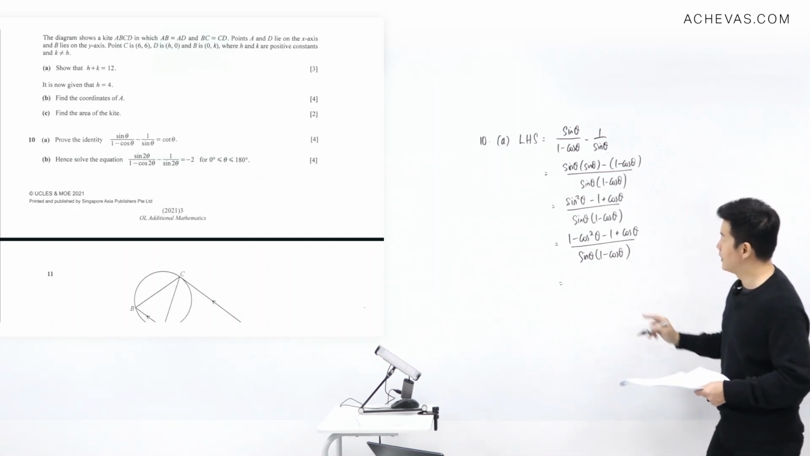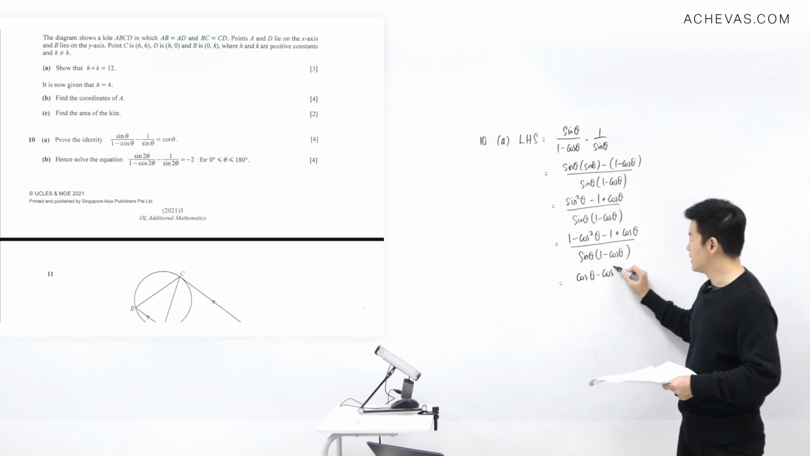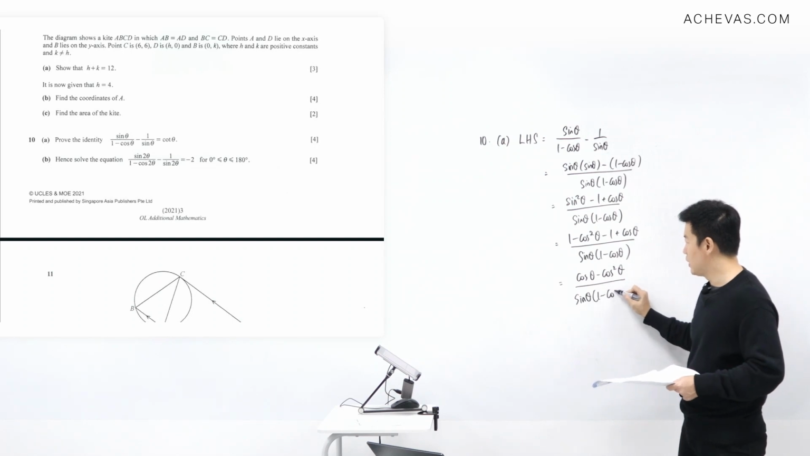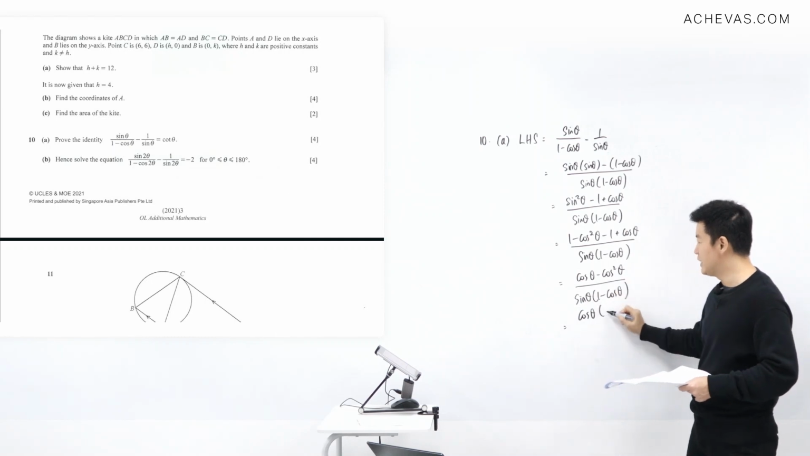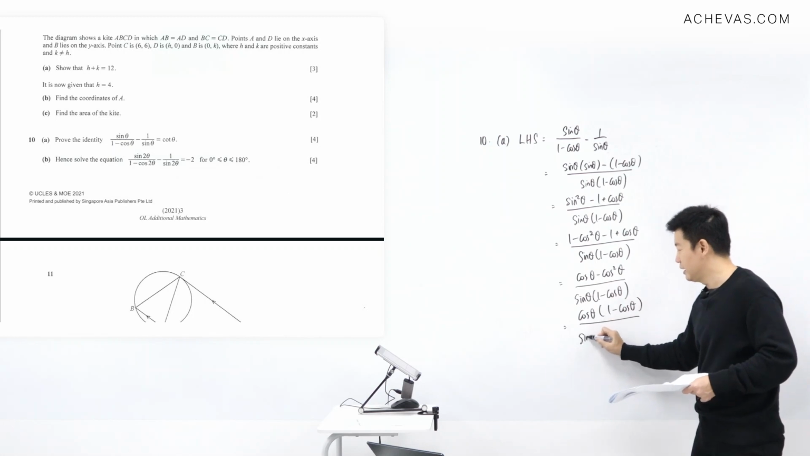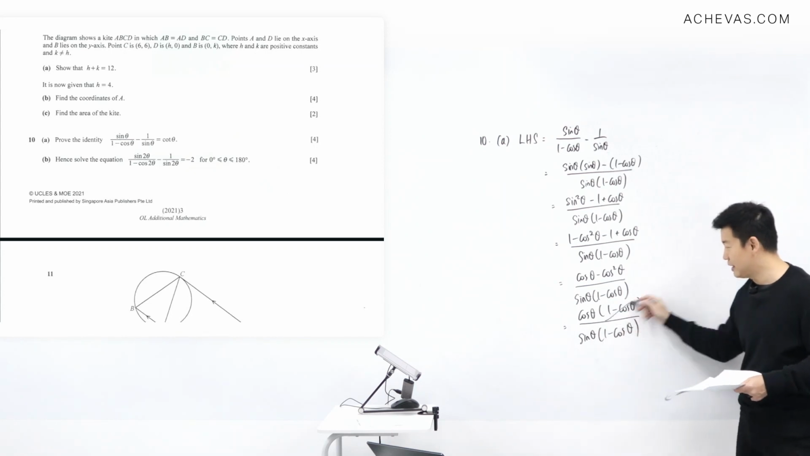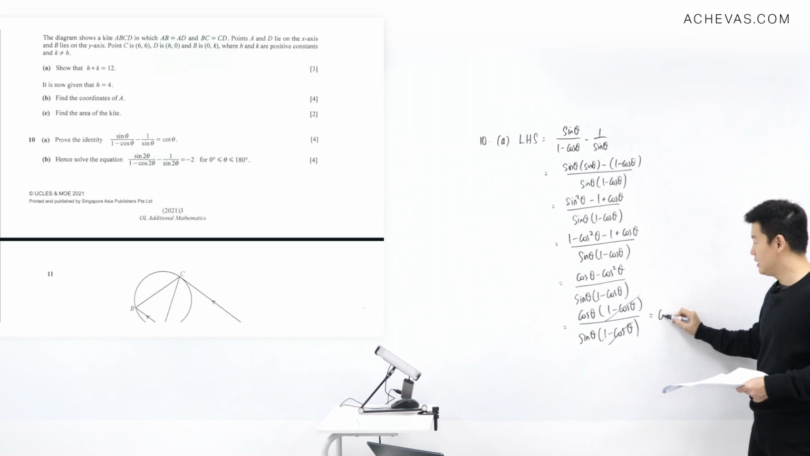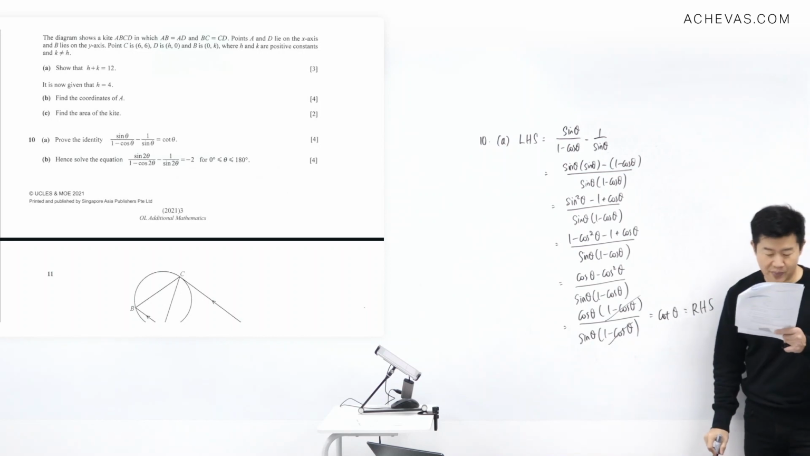So now we have, okay, 1 and 1 will disappear. So we have cosine theta minus cosine square theta, divided by sine theta times 1 minus cosine theta. We can factorize out cosine theta, which will then leave me with a 1 minus cosine theta in the numerator, divided by sine theta times 1 minus cosine theta in the denominator, and this can be cancelled. We are left with just cosine theta over sine theta, and this is cotangent theta, which is the right-hand side. So we have proven part A.